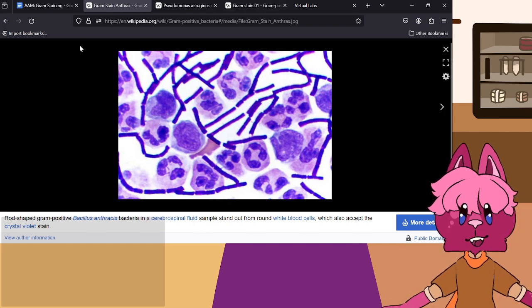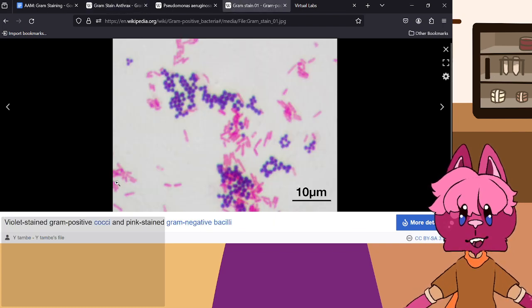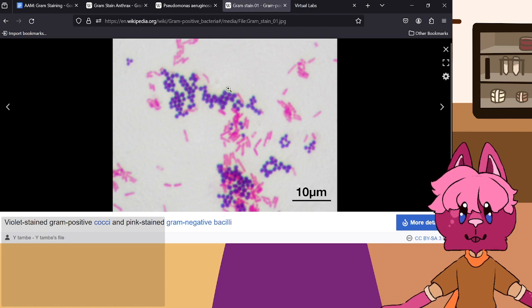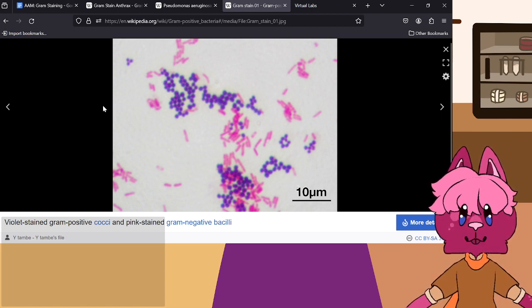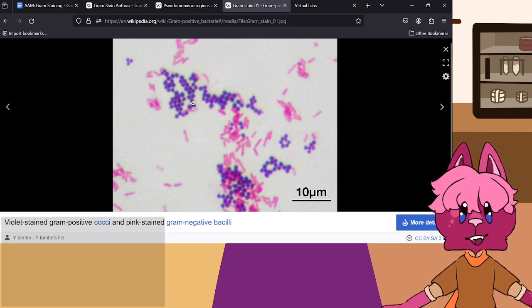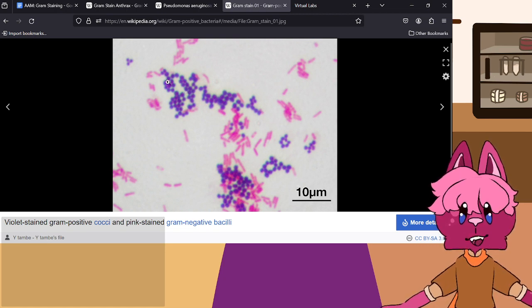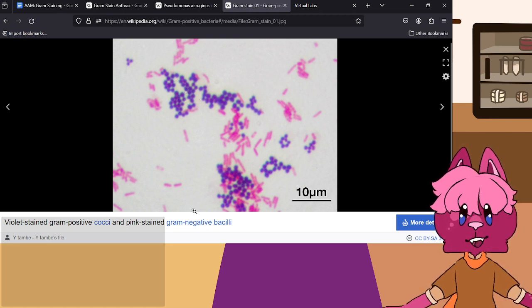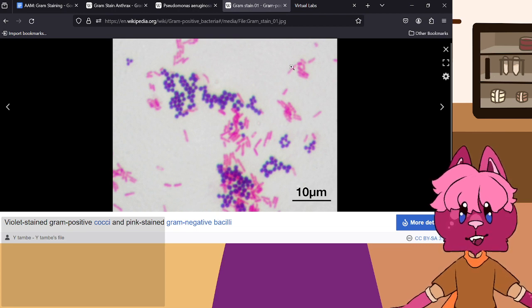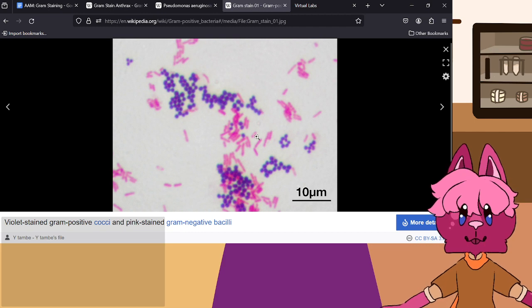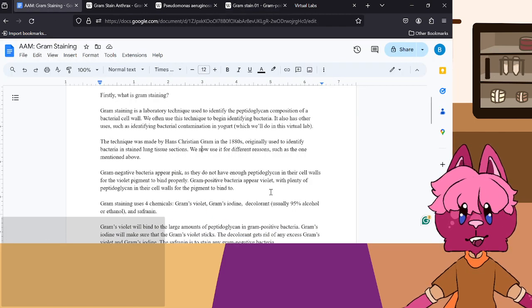Now, what does it look like when you have both gram-positive and gram-negative cells on the same slide? Here's what this is. For bacteria shapes, there's coccus, spirochete, and bacilli. Cocci are these little balls, and bacilli are rods. So here we have gram-positive cocci-shaped bacteria, and then we have gram-negative bacilli-shaped bacteria, which are the pink ones. And it's very cool. So that's what they look like.